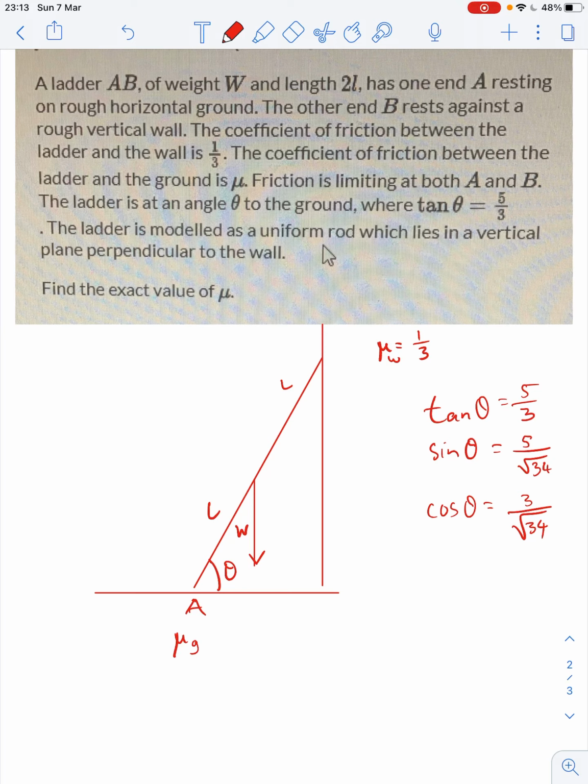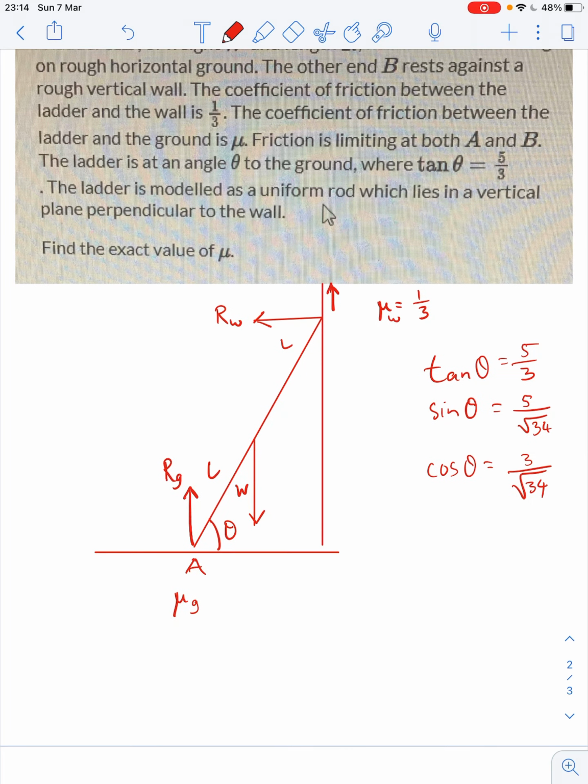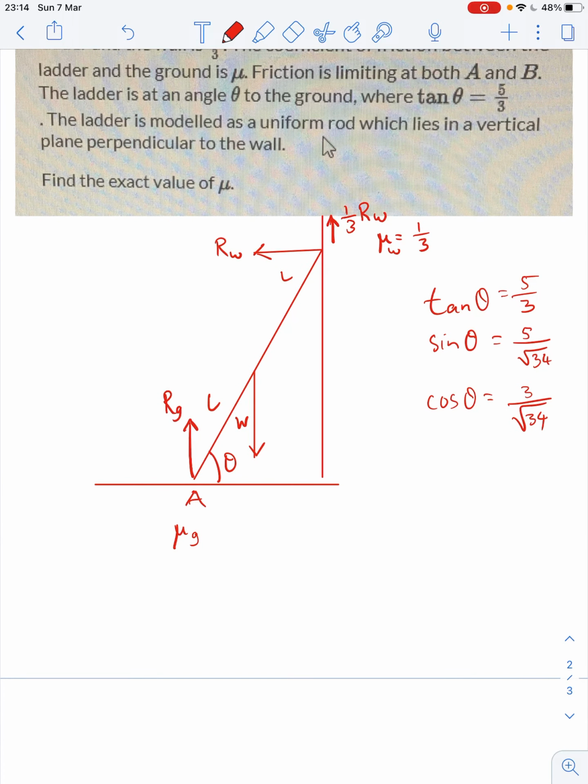So before we get going, there's a couple of other forces I should probably label. We've got a reaction force at the wall perpendicular to the wall, so let's call this RW. We've got a reaction force at the ground called RG. The ladder is going to want to slide down, so we've got a friction acting up, and that's going to be a third times RW because it's mu R. And the ladder is going to want to slide out, so again we've got RG times mu G going there.